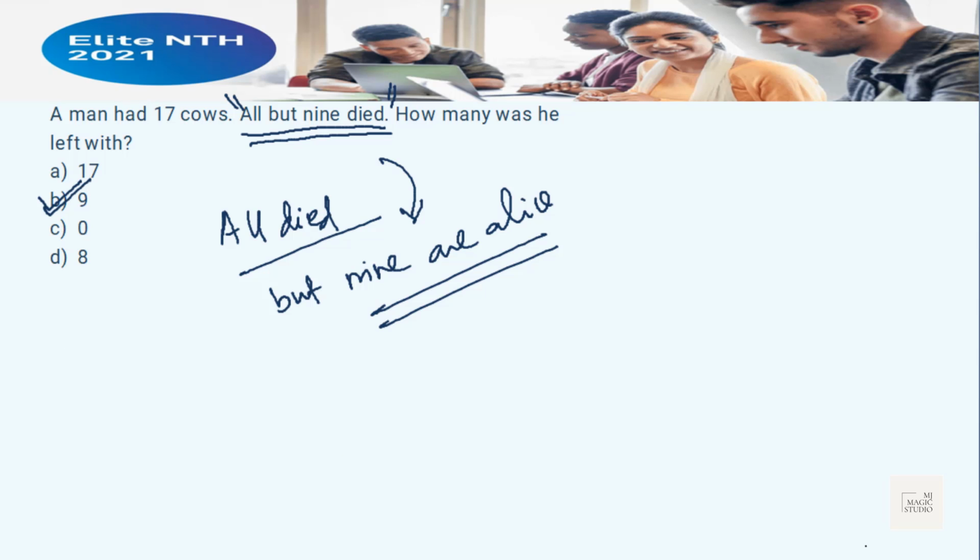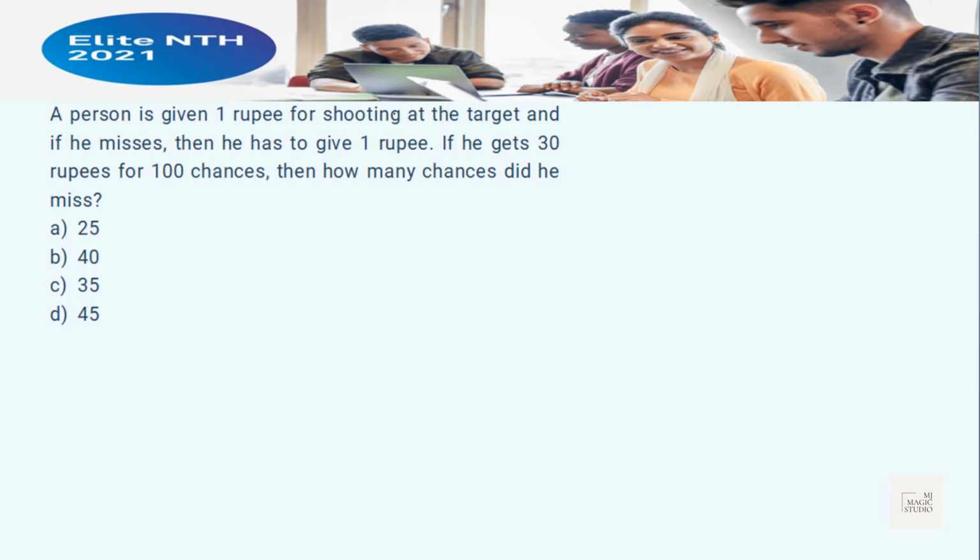9. Option B. A person is given 1 rupee for shooting at the target, and if he misses, then he has to give 1 rupee. If he gets 30 rupees for 100 chances, then how many chances did he miss? Suppose he missed m number of chances, for which he has to give minus 1 into m. This is the giveaway money.